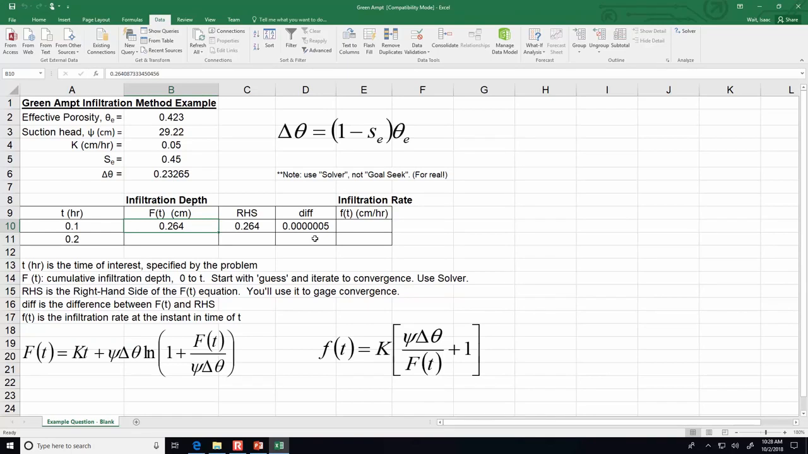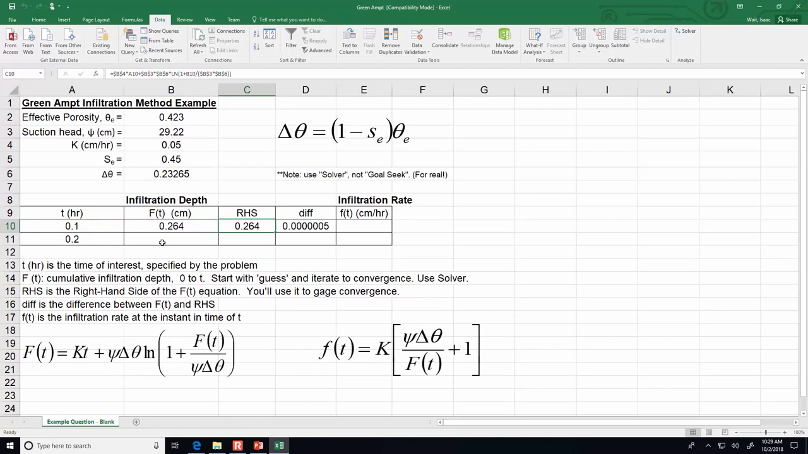Which cell do you change? Just one of them or both? In the solver? Just B10, just the guess value of f of t, because everything else in this formula is known. What makes it implicit is the f of t. So let me put up the formula for the right-hand side again. It's k times t. So here's the k times t. T is the only reference in here that's not anchored, except for the reference also to the infiltration depth, the guess value.